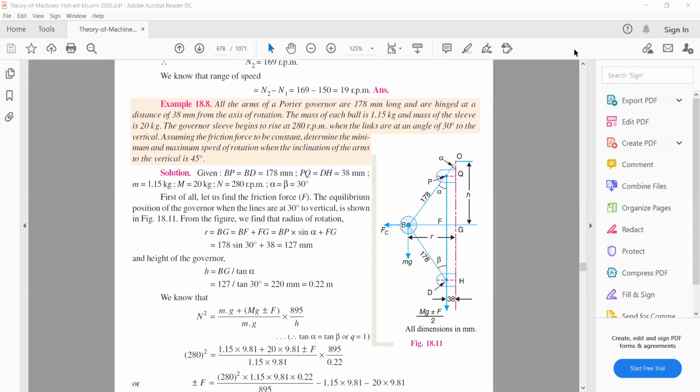Now, actually, what we said in the earlier class, there is a small covering portion that belongs to this chapter, fourth unit. But we are negotiating those particular topics, and today in class we will discuss only the problems regarding the Porter governor and Hartnell governor. Why? Because we have covered only a few problems on the Porter governor and Hartnell governor. So we will see the problems regarding the Porter governor and the Hartnell governor.